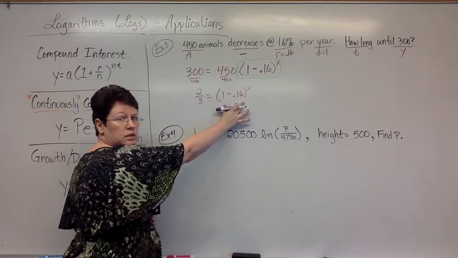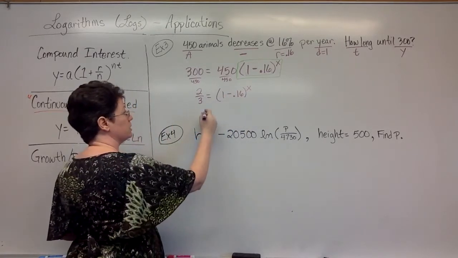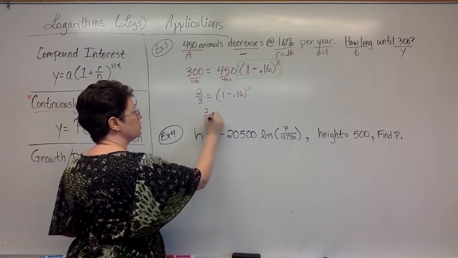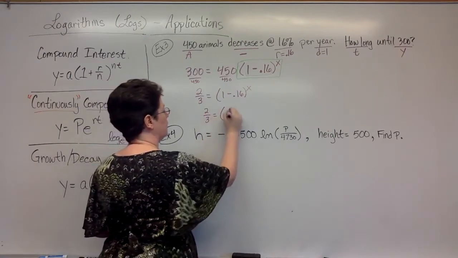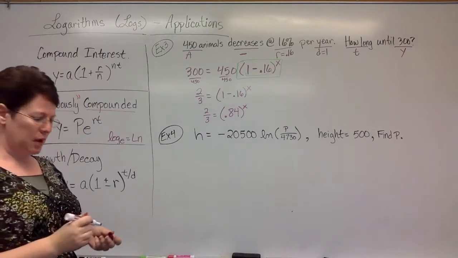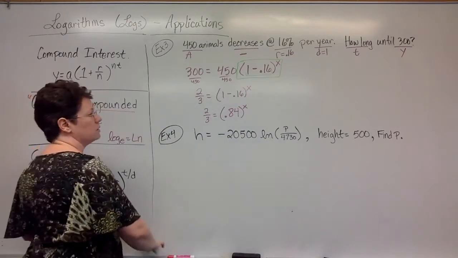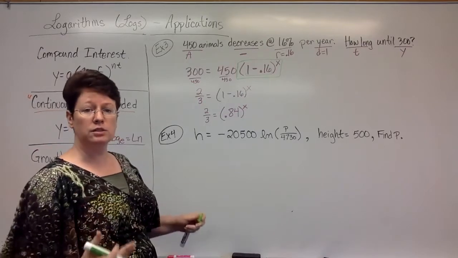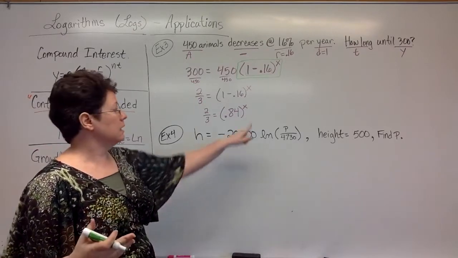Now we just said we could combine those, right? We can subtract 0.16 from 1. So I have 2/3 equals what? Yeah, 0.84 to the x. Well, that's not bad at all. No, it's not, right? I want to solve for x. Where's the x? It's in the exponent.